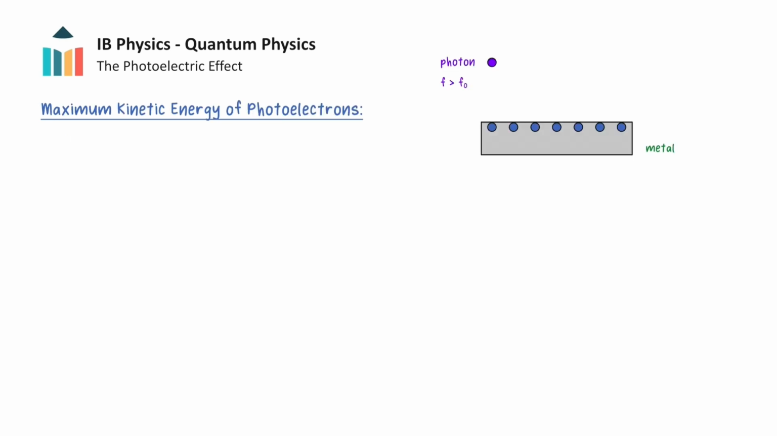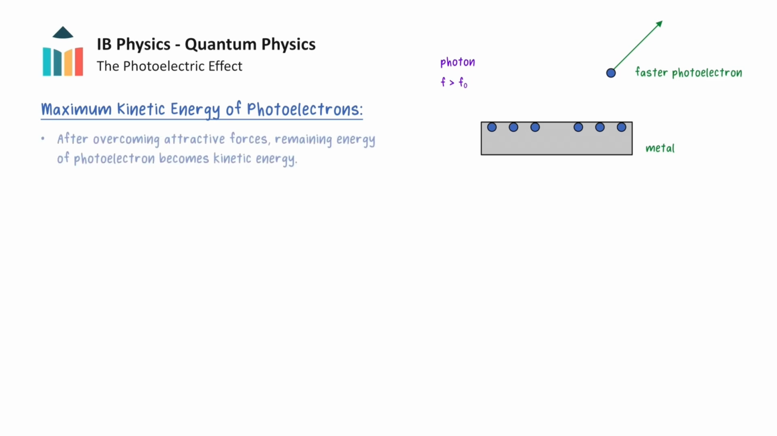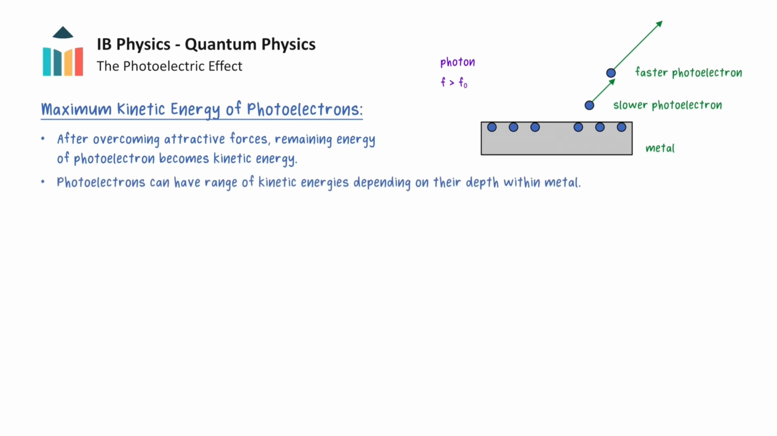At frequencies above the threshold frequency, photons will transfer energy to electrons so that they can overcome these forces and be emitted. Any remaining energy is then transferred to the kinetic energy of the emitted photoelectron. However, note that a more tightly bound electron deeper within the metal needs more energy to release it from the metal compared to electrons located on the surface. So photoelectrons can have a range of different kinetic energies.